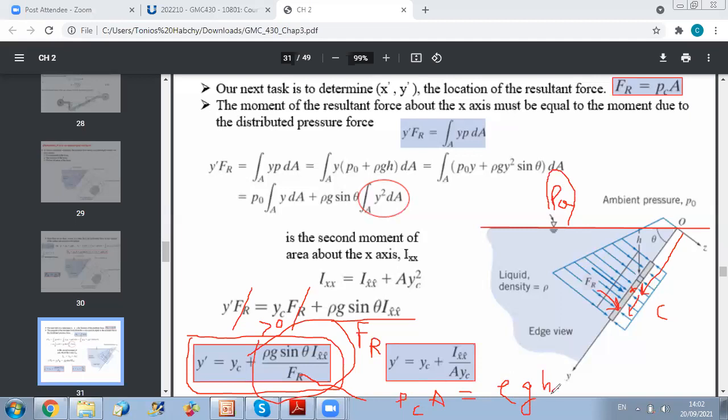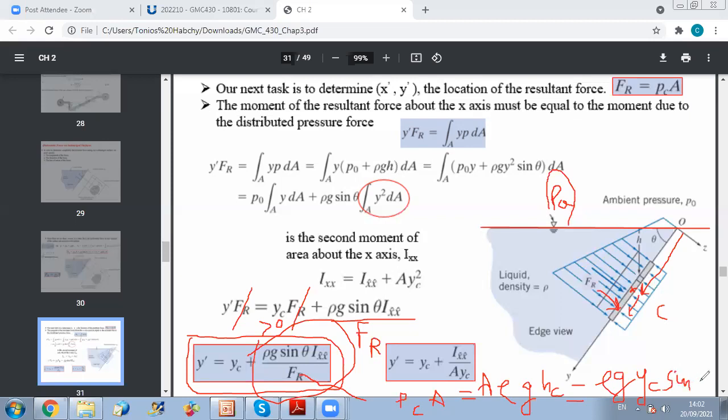And what is hC? hC is YC sine theta. So then I can replace FR by rho times g, and of course, we should not forget to multiply by A. So by rho g YC sine theta times A.